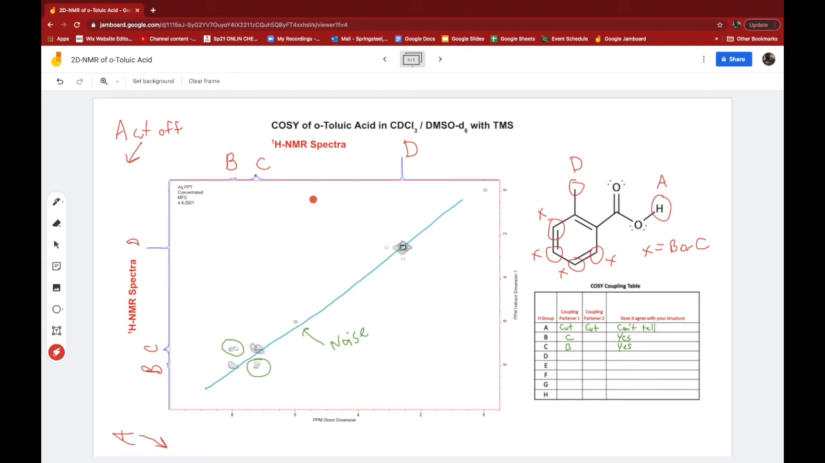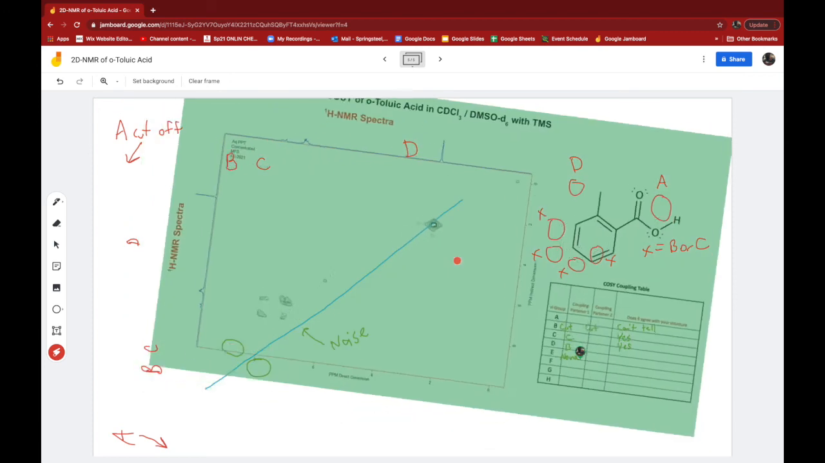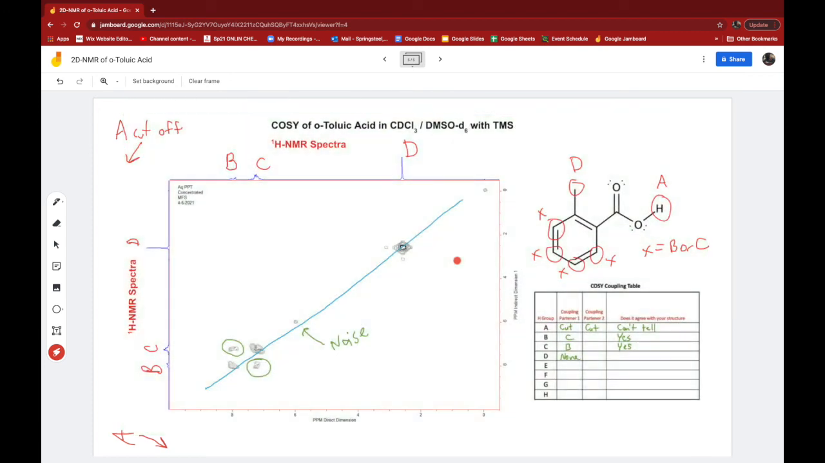And then let's do D last. Does D correlate or couple with anything? It correlates with itself, but that doesn't help us, and there's nothing off the diagonal. So D, coupling partner 1, none. Oh my goodness, why does it have to do that? None. Okay, so does that agree with our structure? Yes, because we said D is a 3-hydrogen singlet, it has no coupling. So yes.